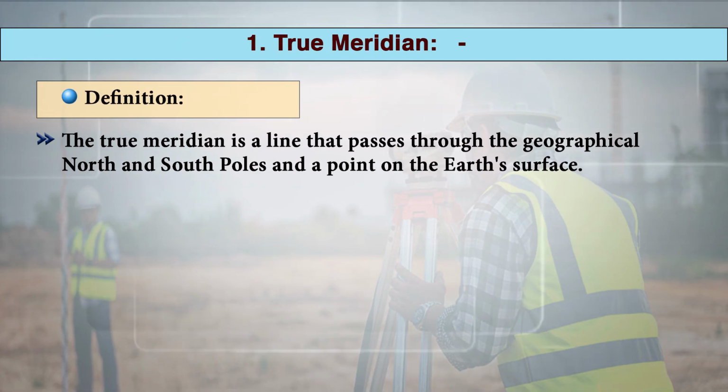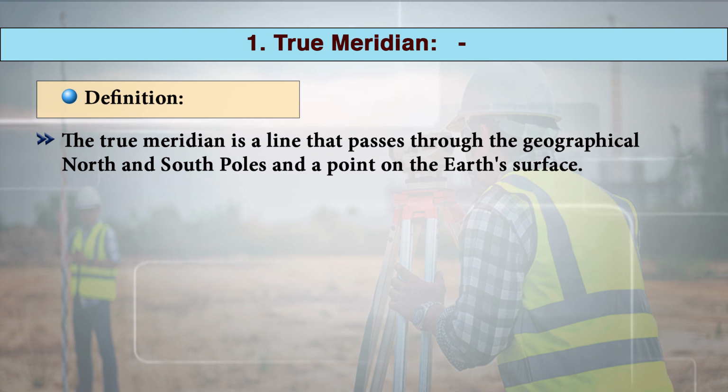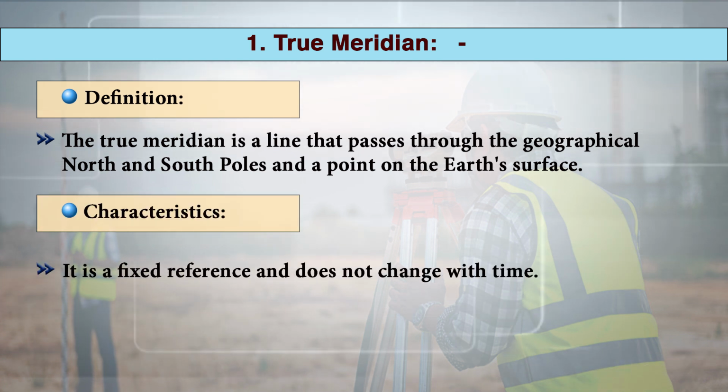So, the true meridian is a line that passes through the geographical north and south poles and a point on the earth's surface. It is a fixed reference and does not change with time. It is used for precise surveying and navigation since it is based on the earth's rotational axis.